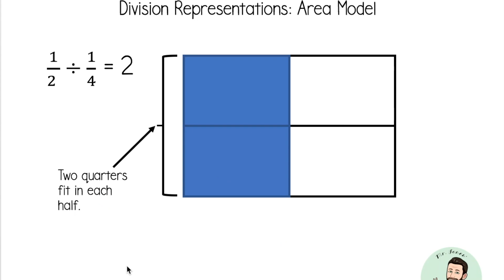Okay, on to our division representations. So the first one is the area model. Similar to multiplication, but in this case, when we talk division, we're talking about how many of one fraction fit into another fraction. So in this case, it's pretty easy to see that 2/4 fit evenly into half of this shape.